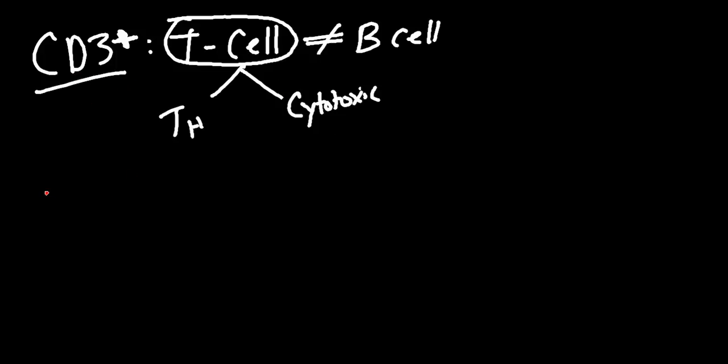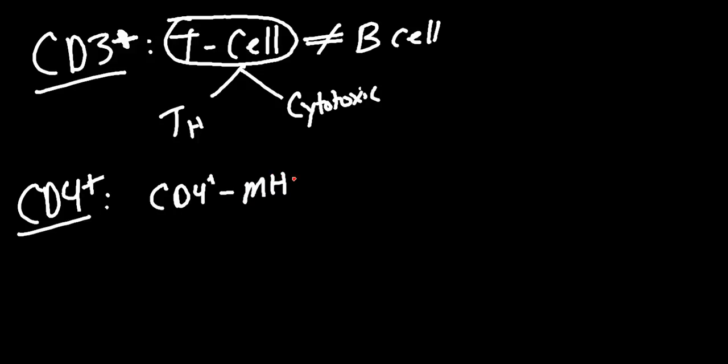So what else do we have? Let's move on to CD4. What does a CD4 positive cell mean? Well, this means that we're going to bind. Maybe you've heard before, CD4 always binds MHC2. You may have heard that before. So let's talk about MHC2 first. MHC2 is a complex that's found on antigen-presenting cells.